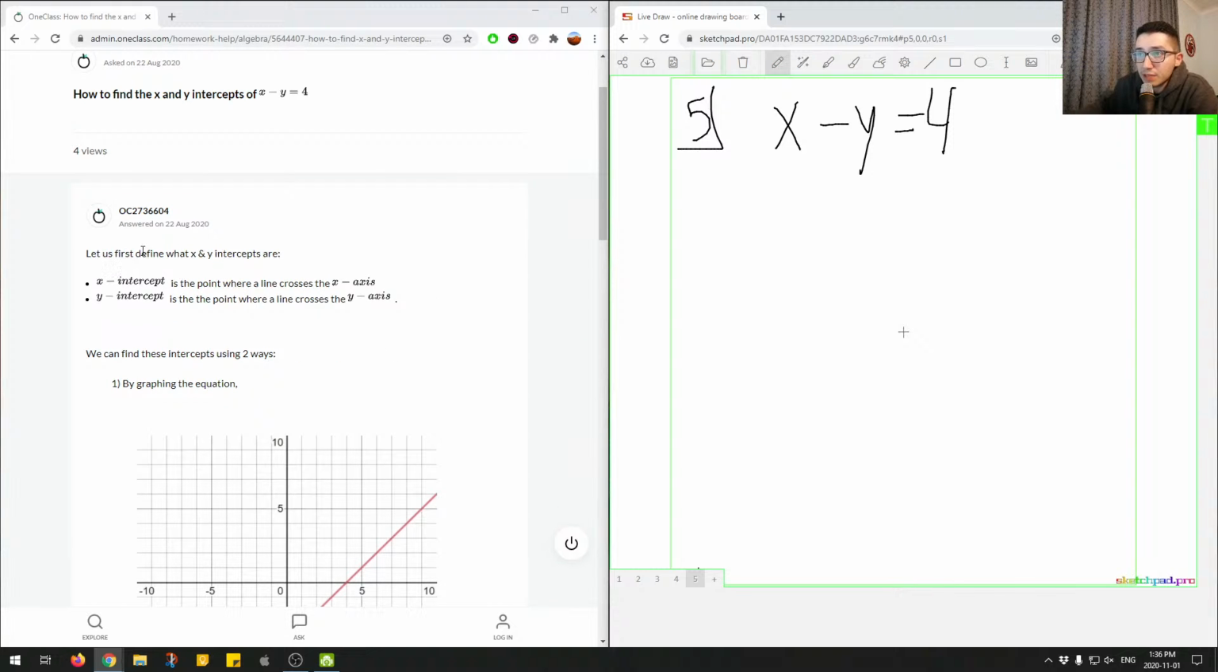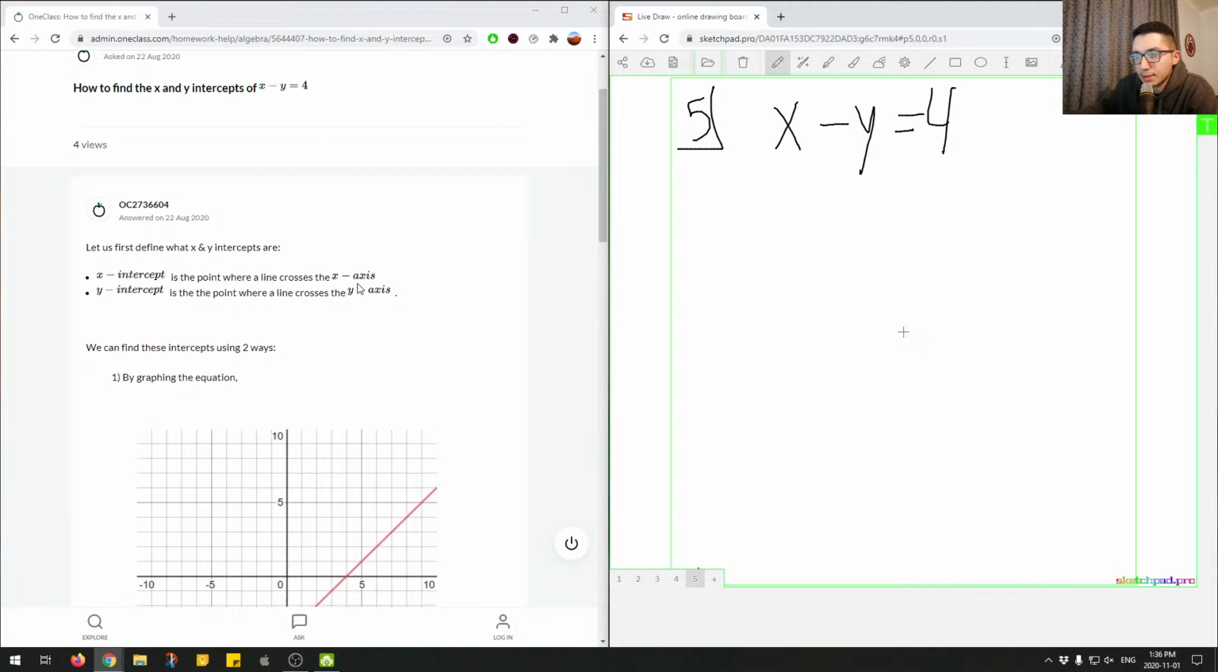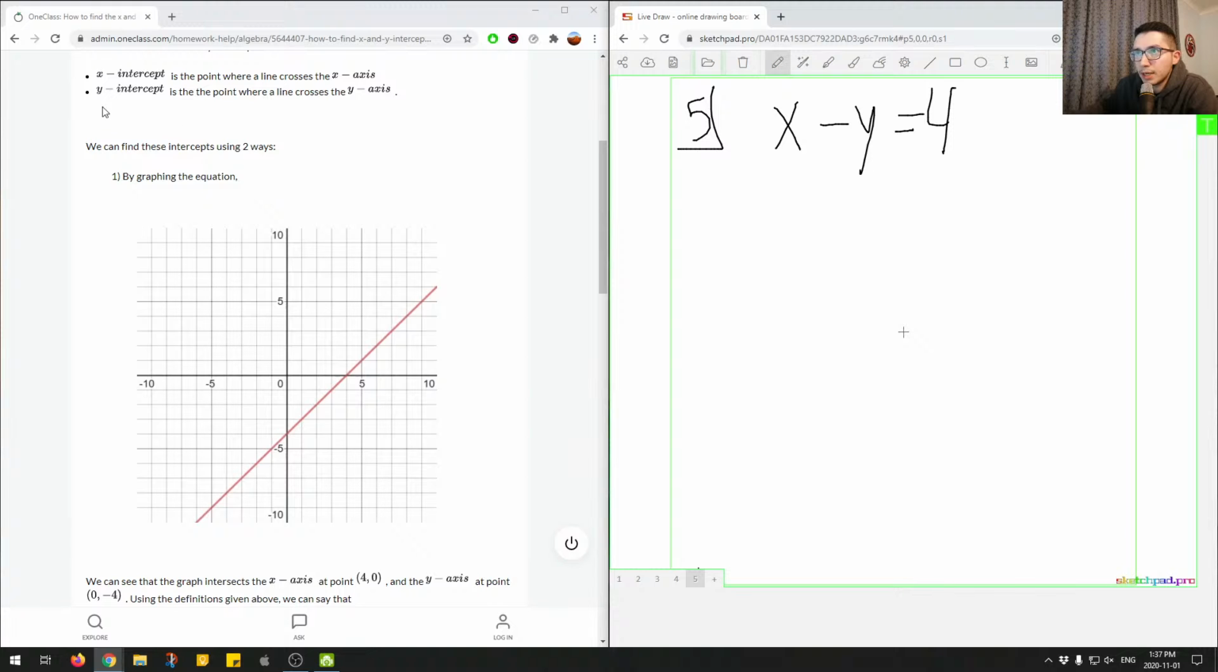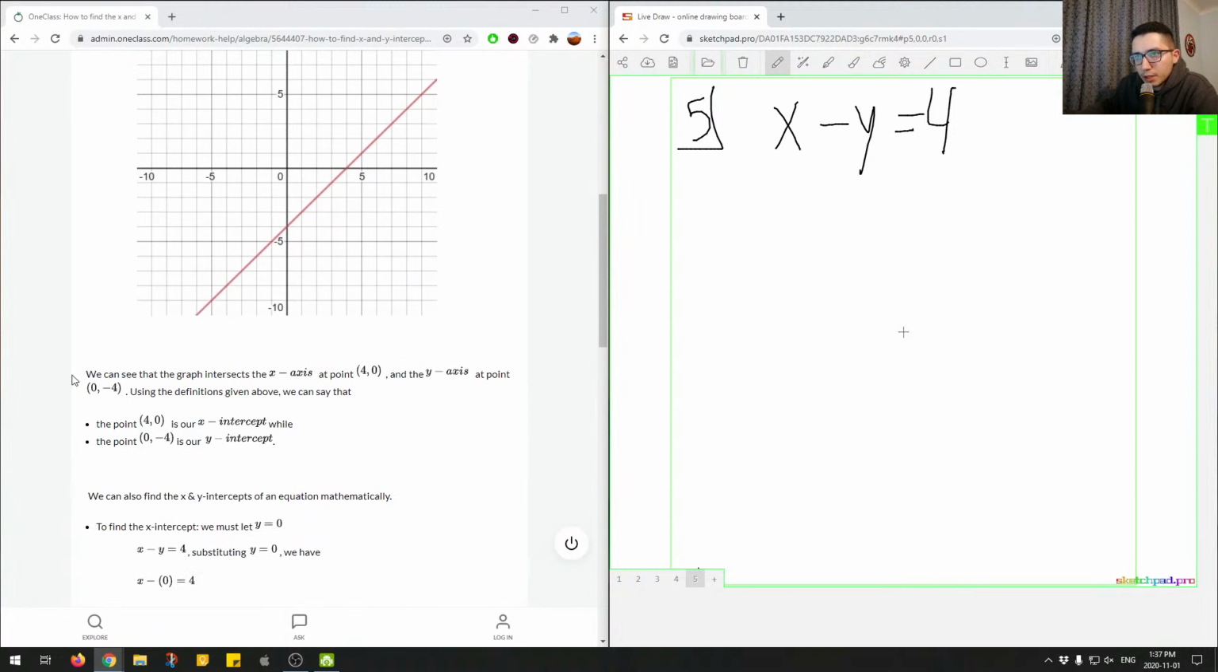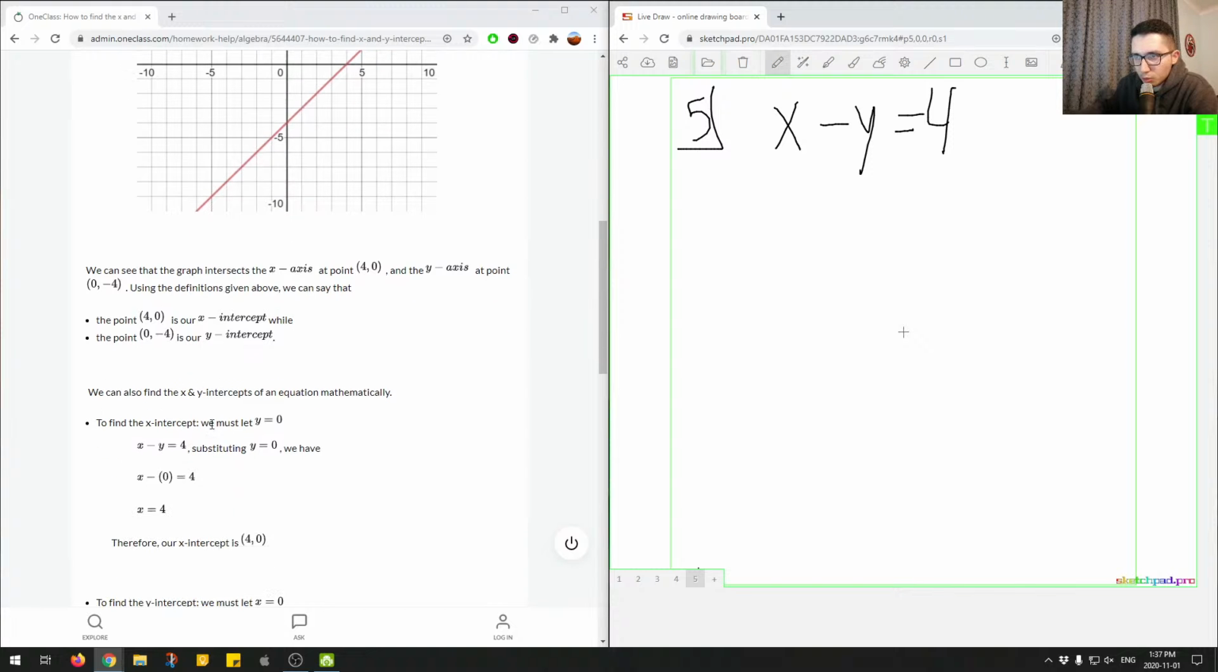So let us first define what x and y intercepts are. The x-intercept is the point where a line crosses the x-axis. Looking at this graph, it will be this point. And the y-intercept is where the line crosses the y-axis. This is the y-axis over here, and this is the x-axis that's horizontal. And then we have this line passing through. Here they're saying we can see that the graph intersects the x-axis at point 4, 0, and the y-axis at point 0, negative 4. They didn't really explain how you got these 4 and negative 4 values, but I think they explain it further down here.